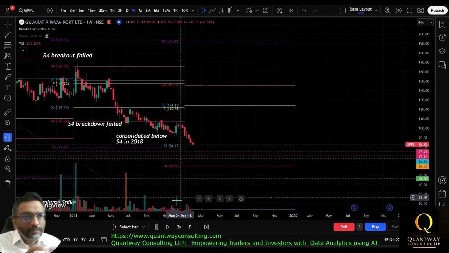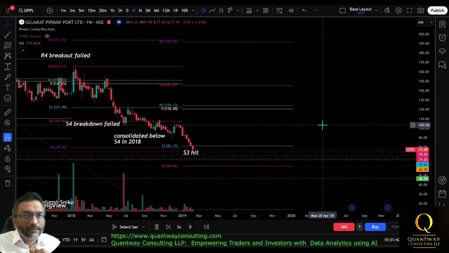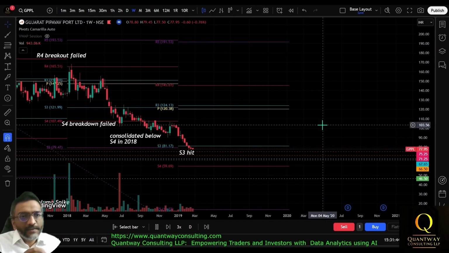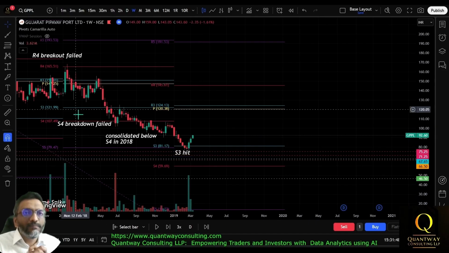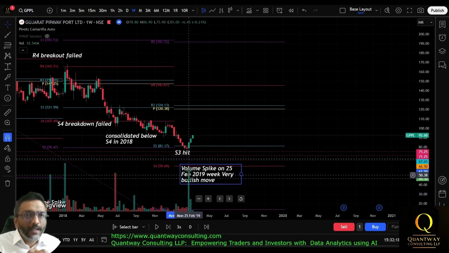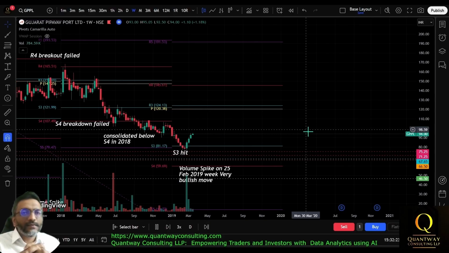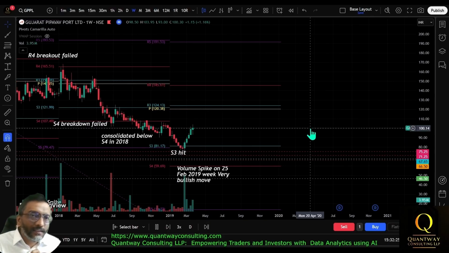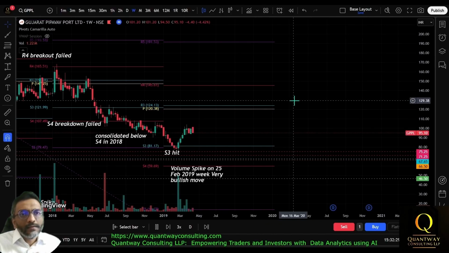So R4, earlier we saw that in that particular year the R4 breakout had failed, and that's why we can see that once R4 fails, S4 is the most probable reality of that price action. Now the next year we have hit S3 levels and bounced back from that. There was a V-shaped recovery.